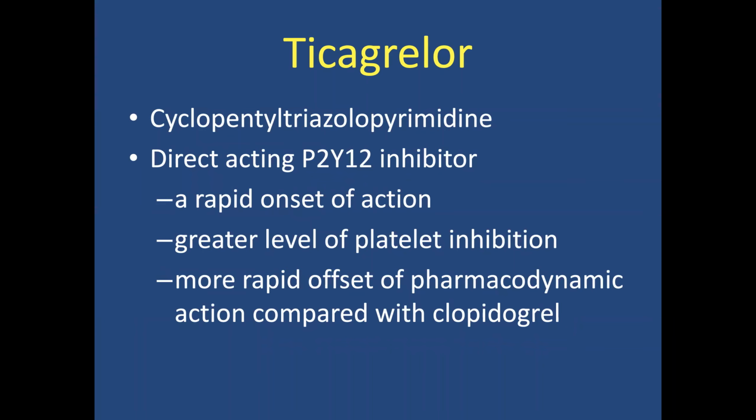The second newer P2Y12 inhibitor is ticagrelor. It is not a thienopyridine. It's a direct acting P2Y12 inhibitor. It has, just like prasugrel, rapid onset of action and greater level of platelet inhibition as compared to clopidogrel. It also has a more rapid offset of pharmacodynamic action compared with clopidogrel.